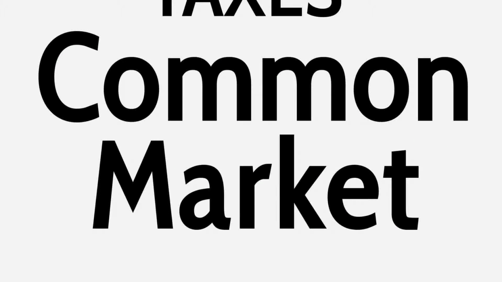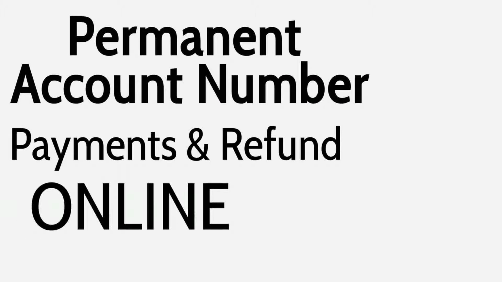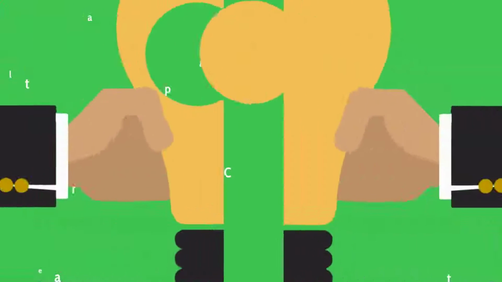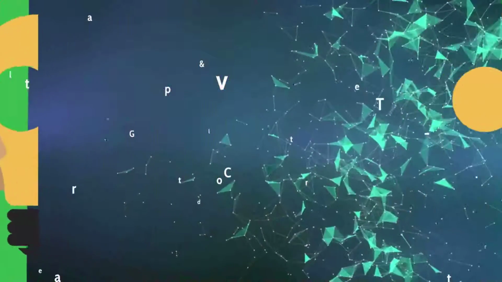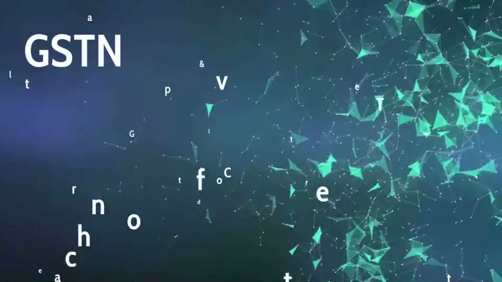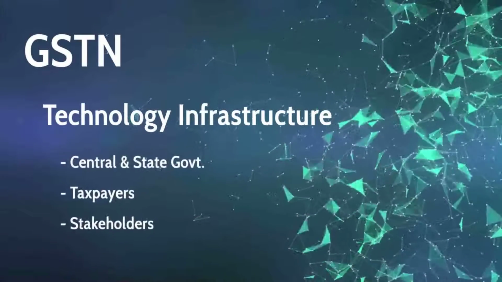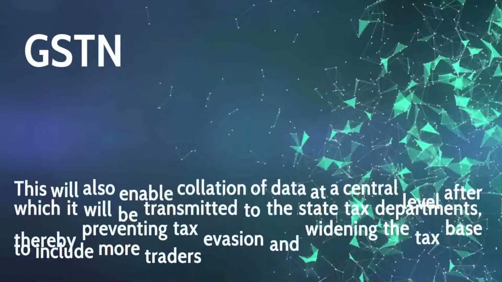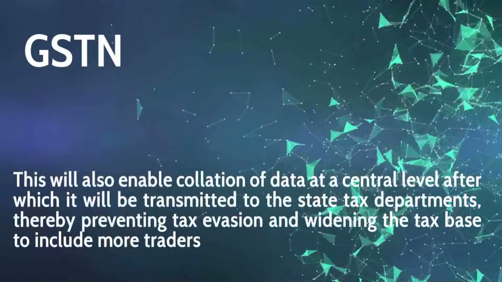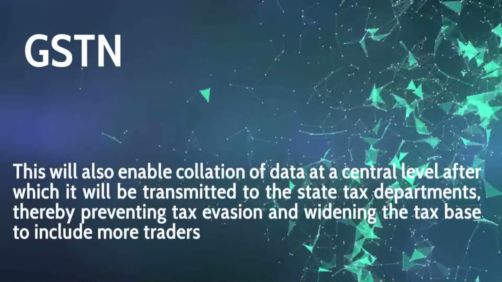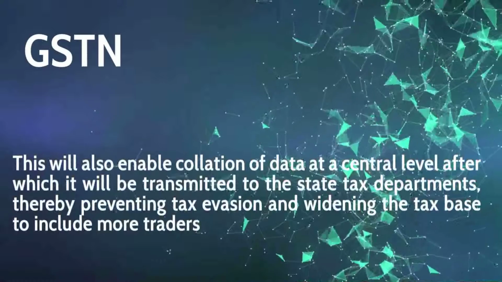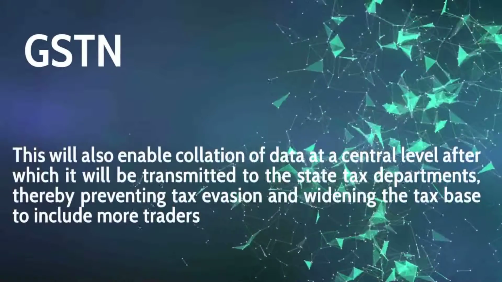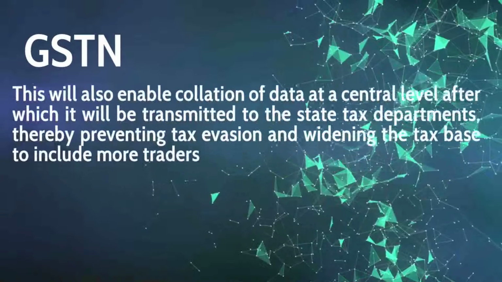GST would enable taxpayers to register themselves using their permanent account numbers and file tax returns, process payments and receive refunds online. For this purpose, the government created a non-profit organization called GST Network, GSTN, to provide the technological infrastructure needed by the central and state governments, taxpayers and other stakeholders for the execution and implementation of GST. This will also enable collation of data at a central level, after which it will be transmitted to the state tax departments, thereby preventing tax evasion and widening the tax base to include more traders.